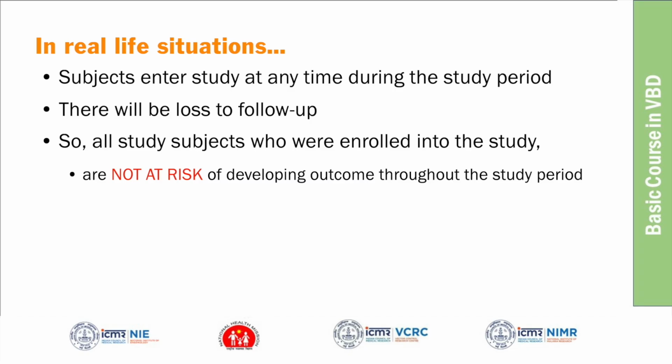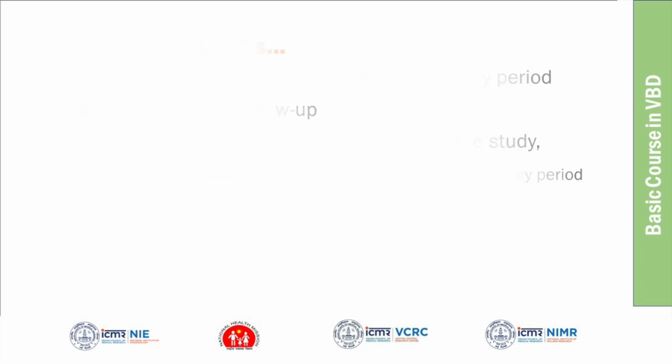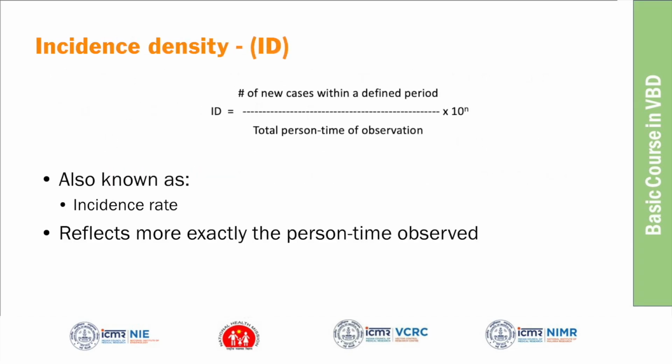So all the study subjects or all patients under your care, whoever were there in the beginning of the period of interest, may not continue to be there till the end of the period. So all of the study individuals are not at risk of developing the outcome throughout the study period. They are at risk of the outcome only during the time in which you have follow-up data. So now you can understand that cumulative risk cannot be calculated in such situations. The better measure is what is called incidence density, which is otherwise called incidence rate. The formula of incidence density is, the numerator is the same, the number of new cases within a defined period.